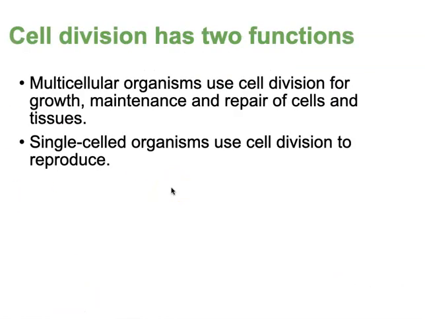Cell division has two functions. For multicellular organisms, you use cell division for growth, maintenance, and repair of cells. But single-celled organisms use it primarily for reproduction. Reproduction we tend to cover inside Chapter 11, and I will bring pieces of meiosis into Chapter 10 so you can see the distinction at the end.